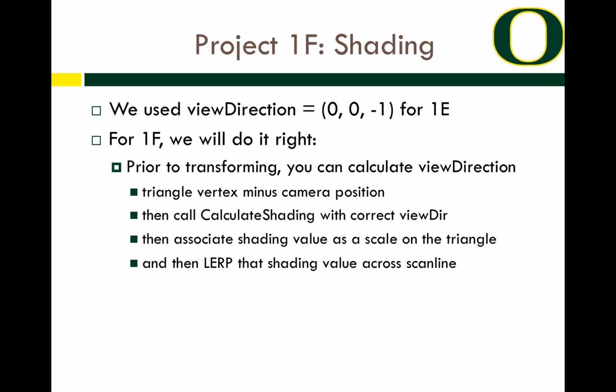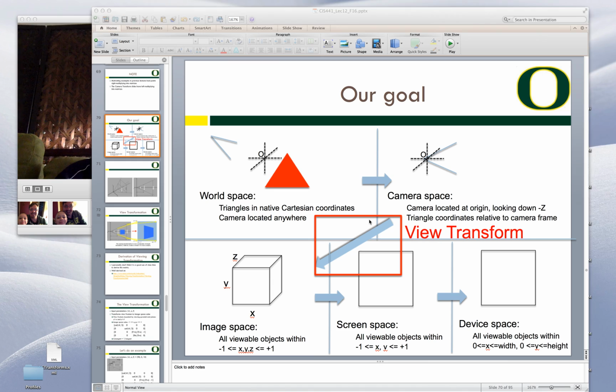Now you're going to be doing your shading in world space, and associating a shading attribute on the triangle and lerping it as you do your scan line. And it will actually give a more accurate answer. 0, 0, minus 1 was a very good surrogate, but you'll get a slightly better answer doing it this way.